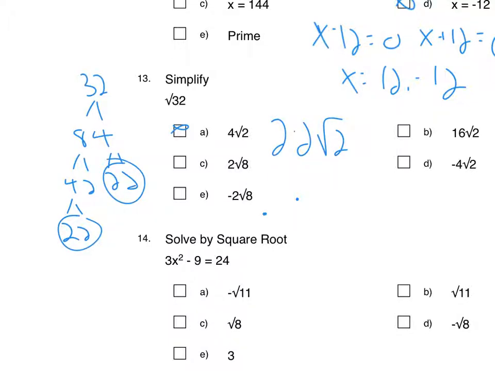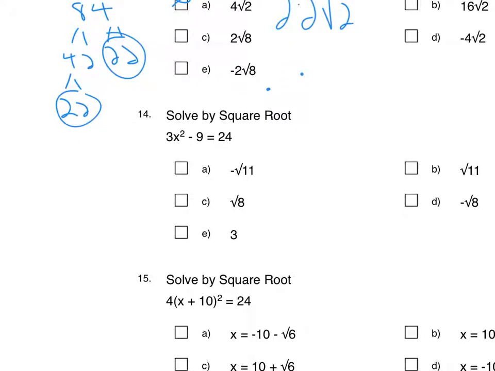Now solving by square root, one, if you're told, it makes it obvious which one you're going to do. But if there is no just bx term, like we have ax squared plus bx plus c, if there's just a squared term, you can solve by square root. So what we want to do is get our squared term by itself, which in this case our squared term is just the x squared.